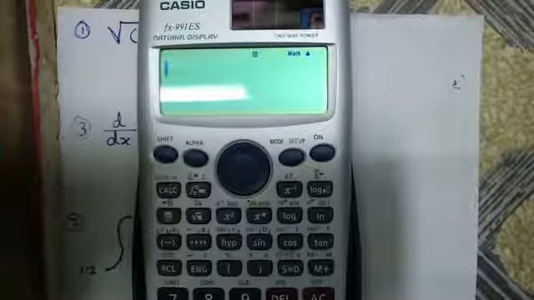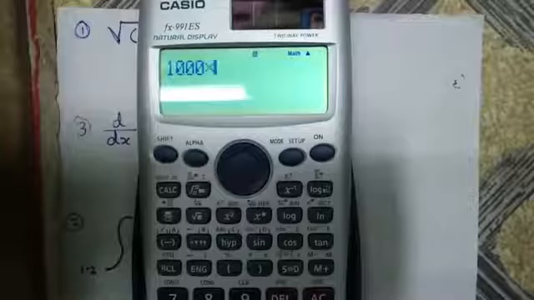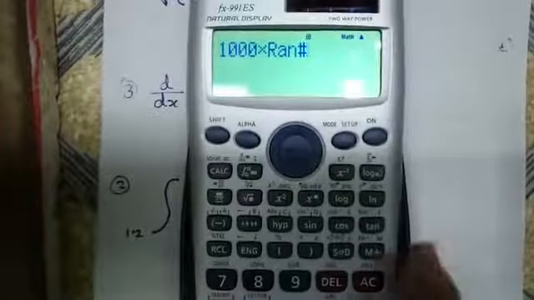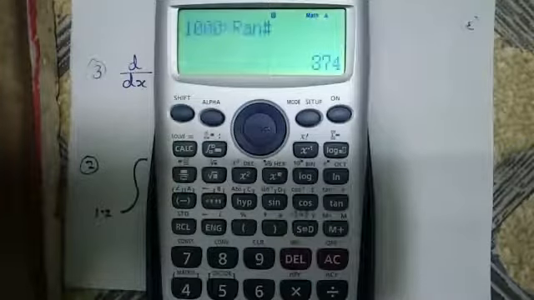Seventh feature, one cool feature is it can generate random numbers. For that we will use 1000 into shift and this dot button. So every time I press equals to, it will generate a new random number.